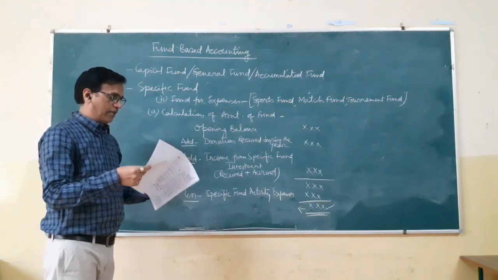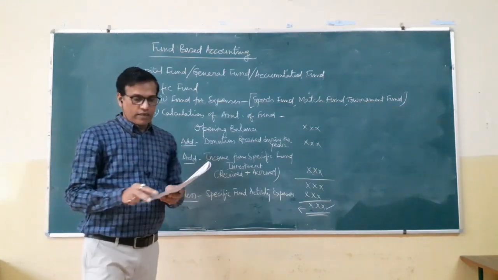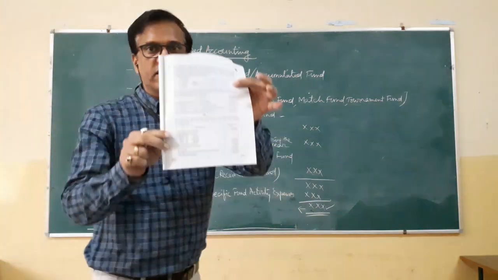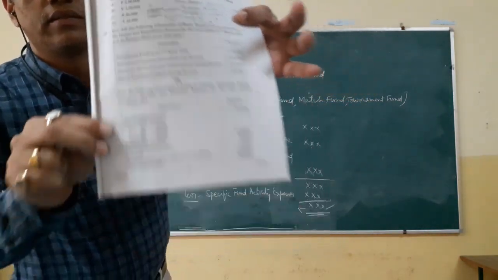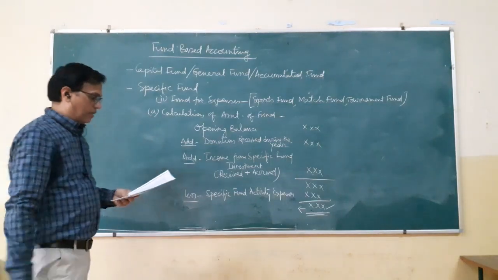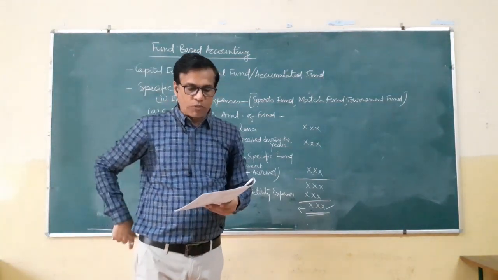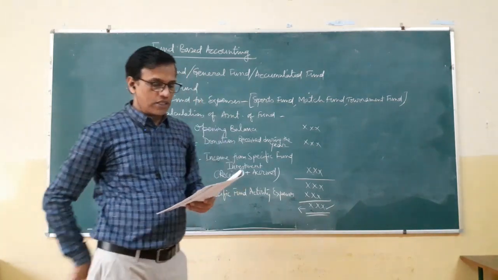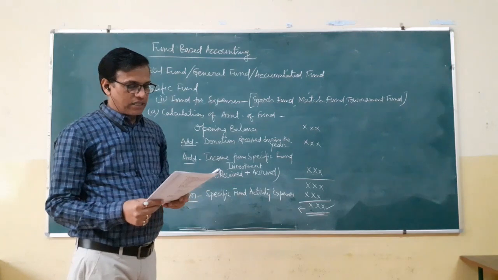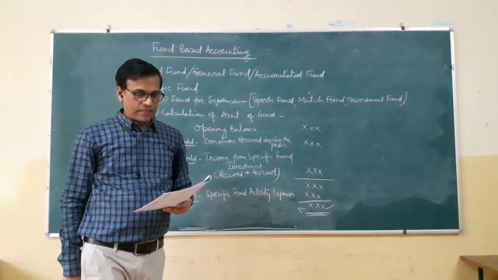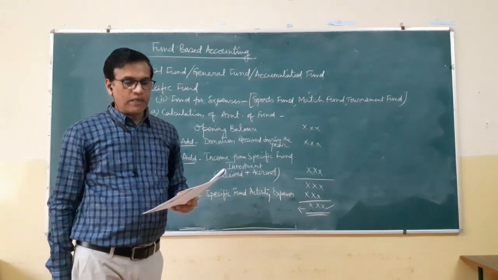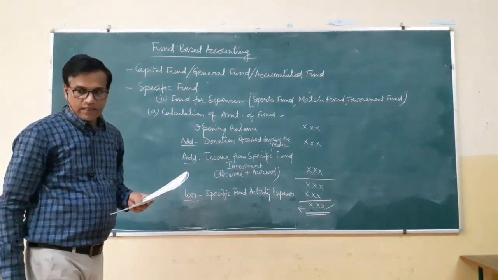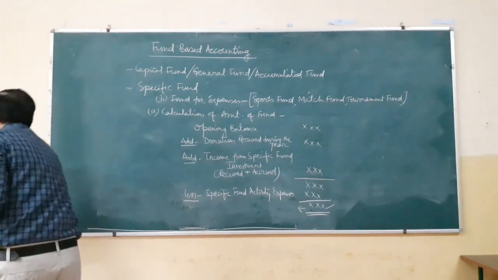This was question number 14 on tournament fund. I am showing you here. How will the following information of Royal Sports Club be presented in the income and expenditure account for the year ended 31st March 2019 and its balance sheet as on that date? Tournament fund on 1st April 2018, that means the previous year's balance, it was 5 lakh rupees. Tournament fund opening balance is given 5 lakh rupees.